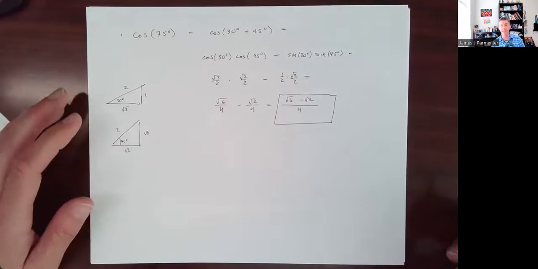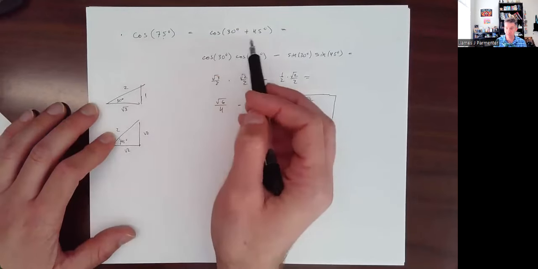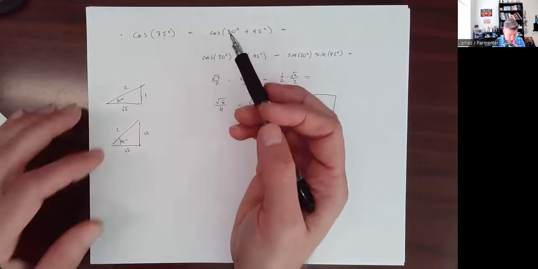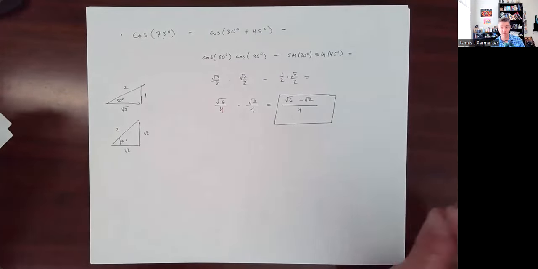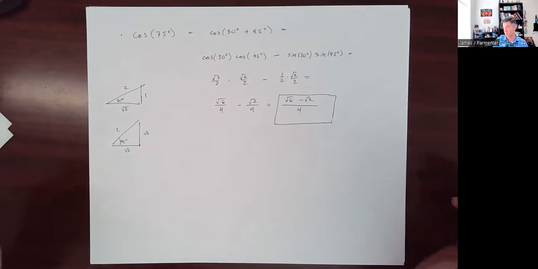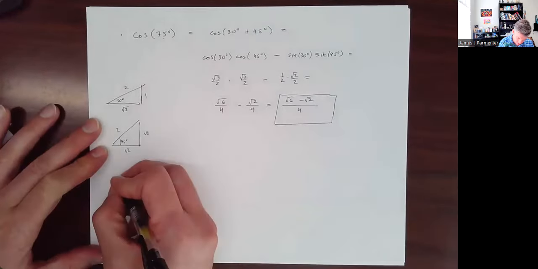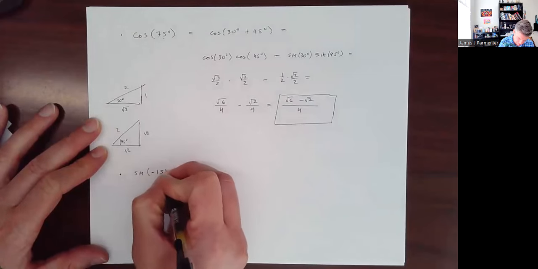And what I'll say is for any angle like this, where you can write 75 degrees as the sum of two angles that we know, or the difference of two angles, it's always going to look something like a positive or a negative root 6 plus or minus root 2, all divided by 4. Let's look at a couple more examples. Let's do sine of negative 15 degrees.